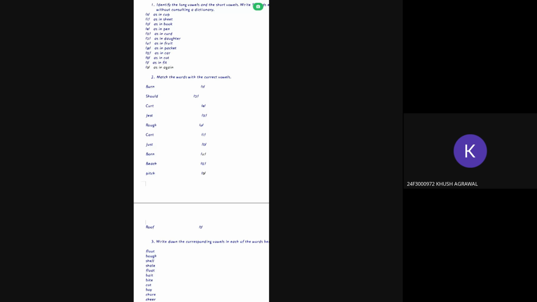Next one is a. Chest. Jest. Okay. Any other answers?